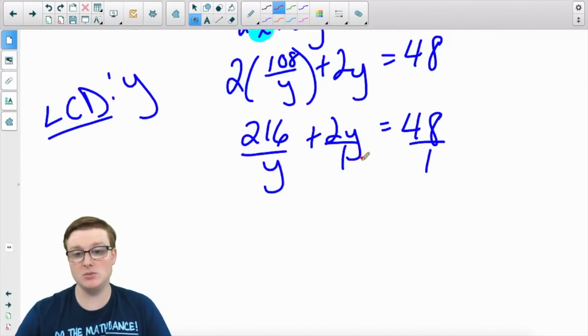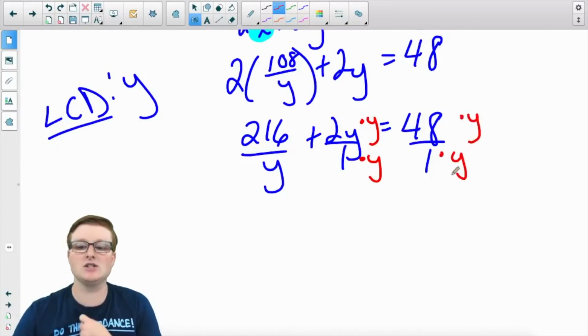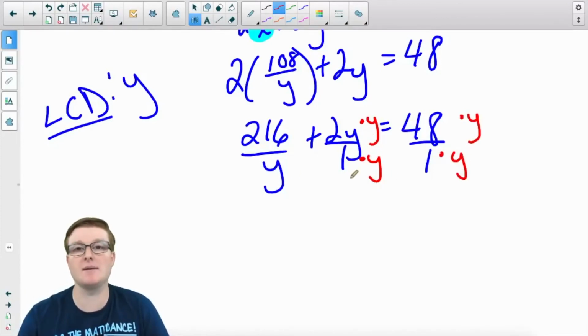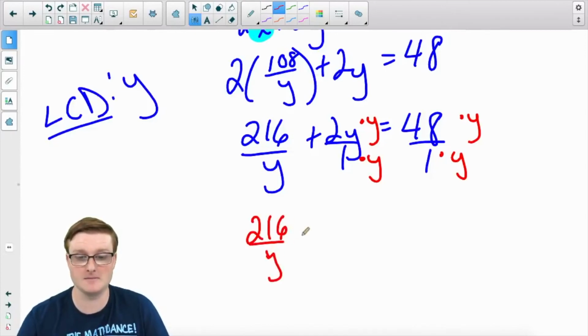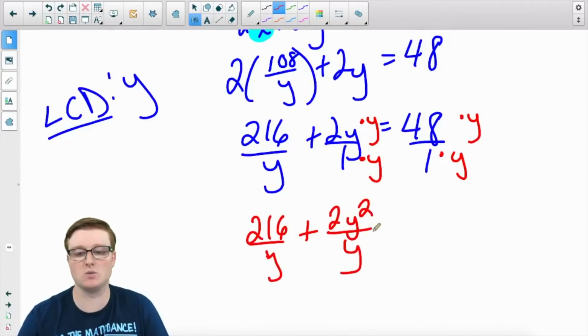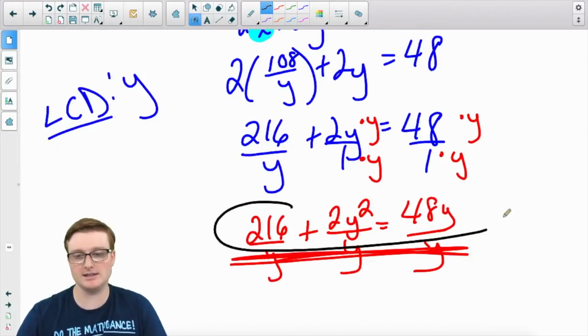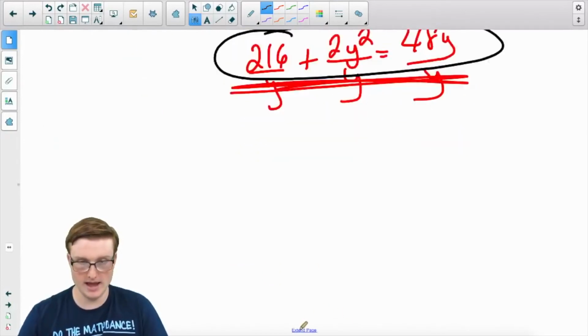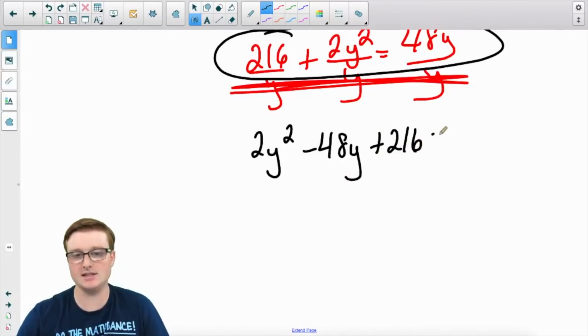Now what you have to do is multiply the top and the bottom by Y. The reason why is that you need to multiply by what you need. You don't need to be multiplying this by Y because it already has a Y. So now we get 216 over Y plus 2Y squared over Y is equal to 48Y over Y. Now all the Y's in the denominator cancel. That's perfect because we're really looking to solve for this up here. So now we get 2Y squared minus 48Y plus 216 is equal to 0.